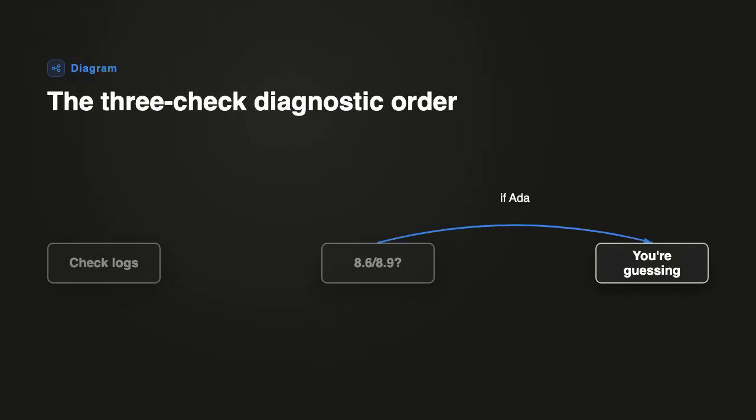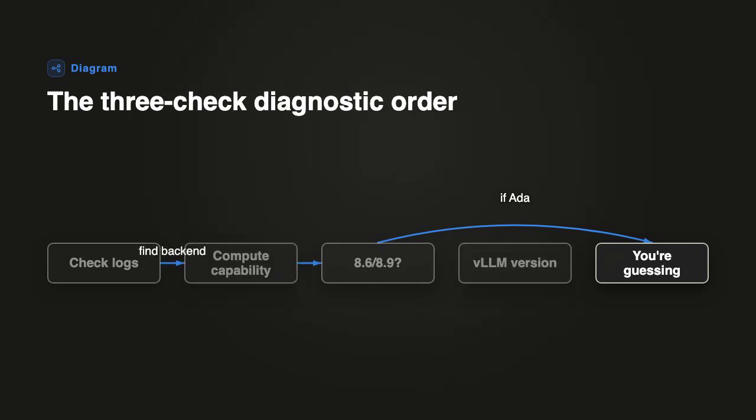3 checks, in order. First, read your runtime logs, not your config file. Look for the actual backend name getting picked, something like a forced Triton attention line, because that tells you the truth your YAML won't. Second, check your GPU's compute capability before you touch vLLM versions at all. 8.6 or 8.9 means the newer path is closed to you, period. Third, only if you clear that bar, go check whether you're on v0.24 or later. Skip any of those 3 and you're guessing.